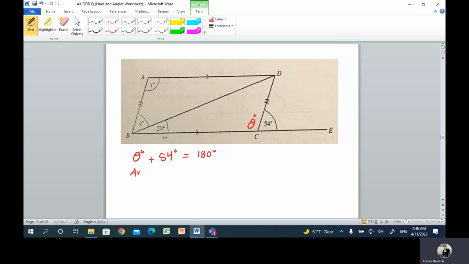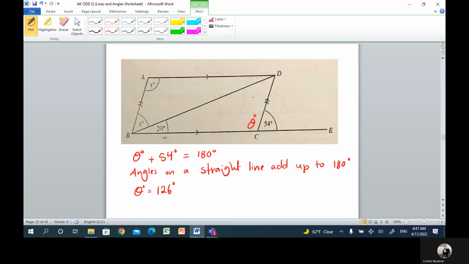Why? Because angles on a straight line add up to 180 degrees. Now, if you apply opposite operations by subtracting the 54 from 180, theta will come down to 126 degrees. So we found theta.